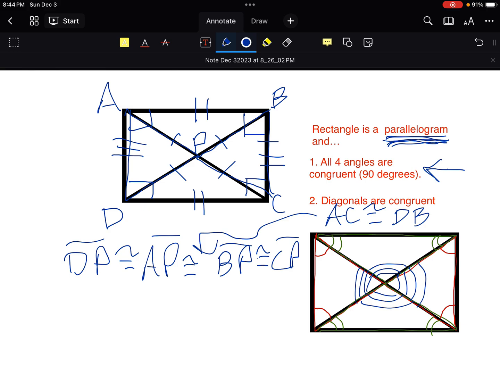So these are the properties of a rectangle. You want to go ahead and update your foldable. Feel free to add some additional information if you want, such as angles DAB, ABC, BCD, and CDA all being right angles. But in general, that's it. Go ahead and complete the assignment on Canvas. Email me early and often if you have questions, and just apply this information like we have been with parallelograms.